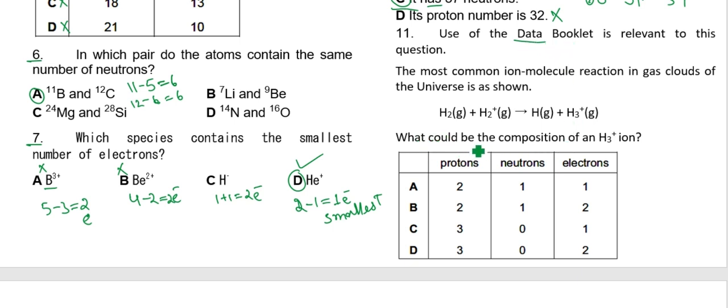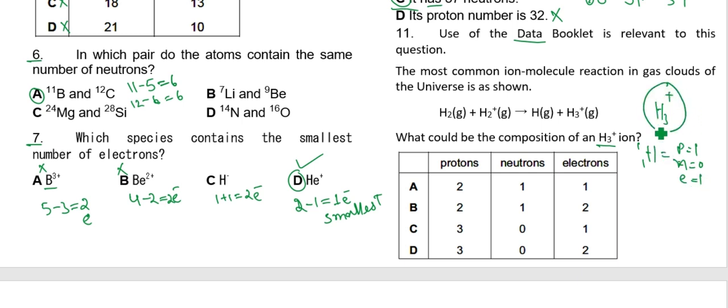Now the question says what could be the composition of the H3 positive ion, meaning 3 hydrogen atoms are combined with one positive charge, meaning one electron is lost. So remember, one hydrogen atom has only one proton, and one is the nucleon number, so it means it has one proton, no neutron, and one electron.